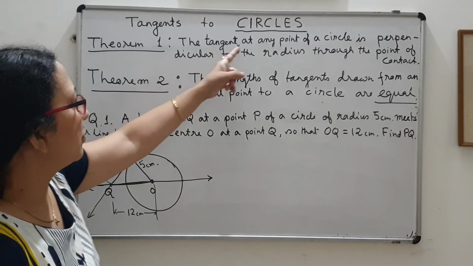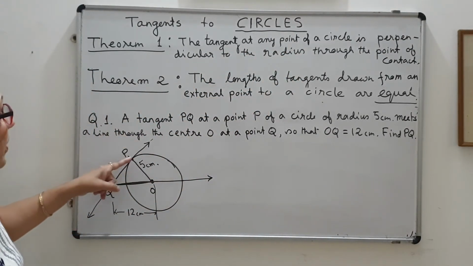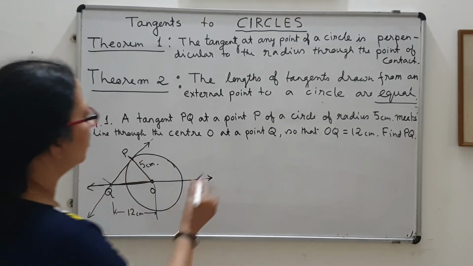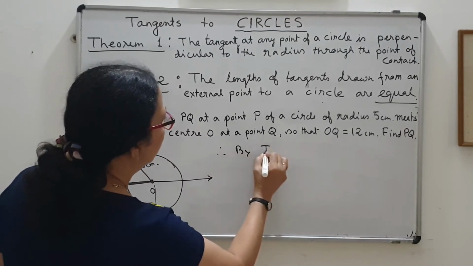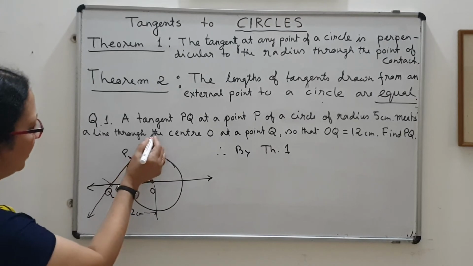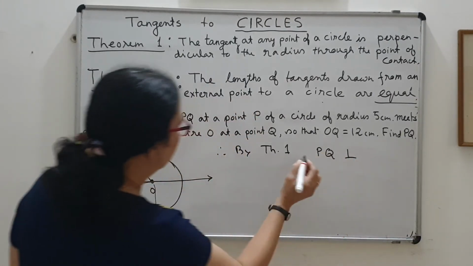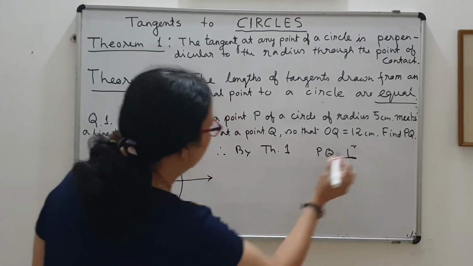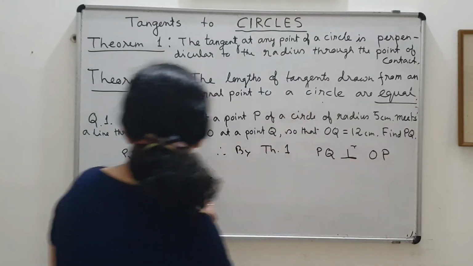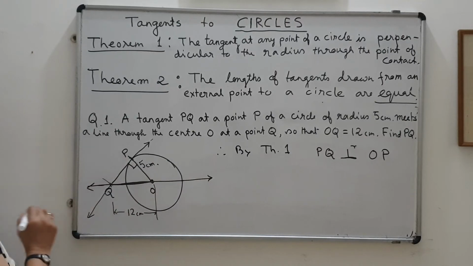First we use the first theorem, that is, tangent at any point is perpendicular to the radius through the point of contact. So by theorem 1, what do we have? We have this tangent PQ, which is perpendicular to the radius to the point of contact, OP. So I can show this to be 90 degrees. So a right triangle is formed.